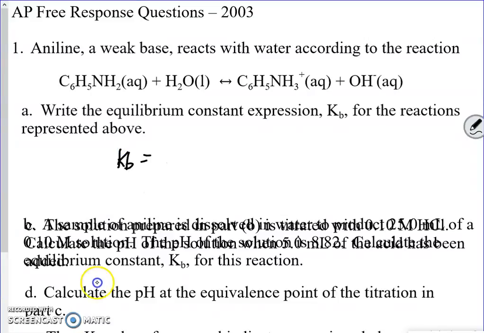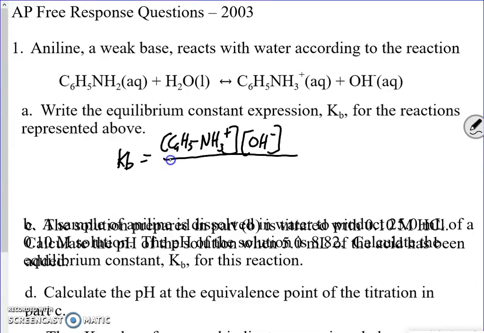Kb is going to be products over reactants. So we have our products, which are C6H5NH3+ multiplied by hydroxide, all over C6H5NH2. And that's very commonly the first question in most equilibrium questions on the AP exam. It's also typically only worth 1 point, but it is still 1 point.